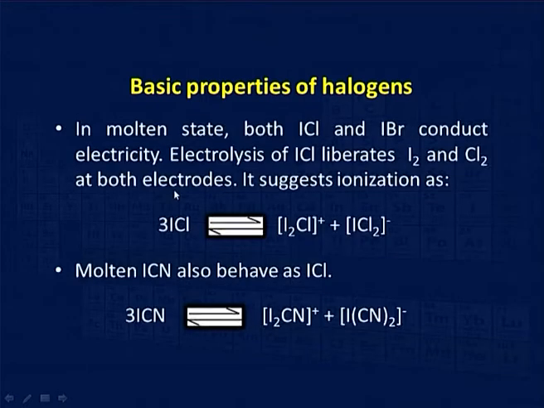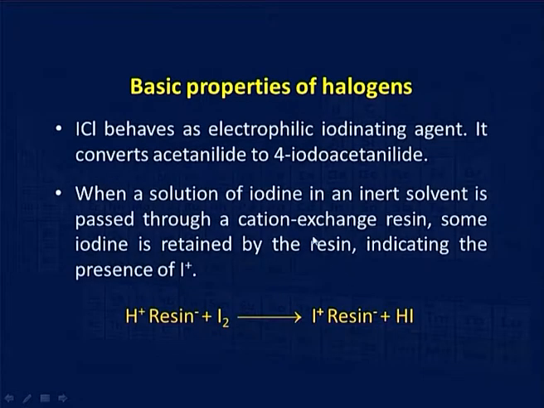nature. In the molten state, both iodine chloride and iodine bromide conduct electricity. Electrolysis of iodine chloride liberates iodine and chlorine at the electrodes. It suggests ionization, as iodine chloride dissociates into I2Cl+ and ICl2-. Molten iodine cyanide also behaves like iodine chloride. This is the way how it dissociates. Iodine chloride behaves as an electrophilic iodinating agent. It converts acetanilide to 4-iodoacetanilide.